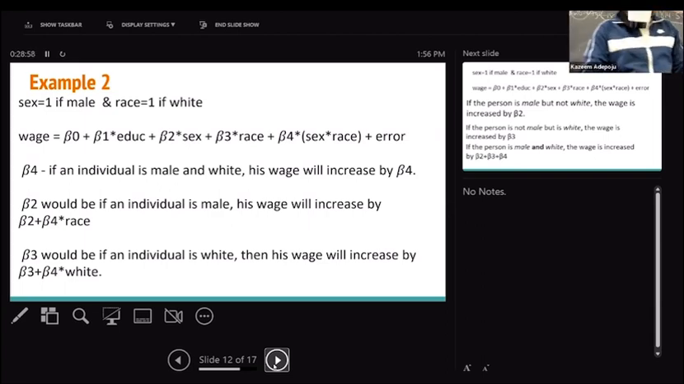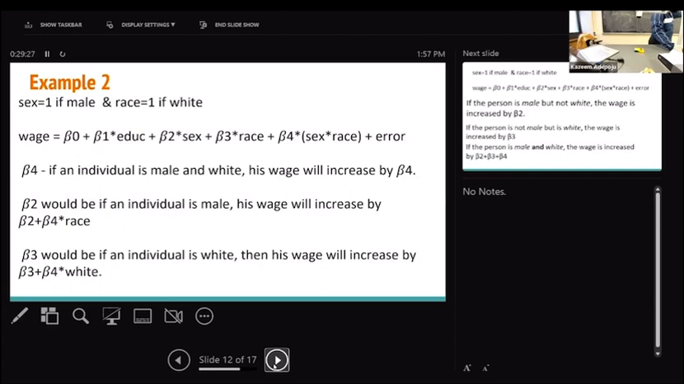That's what I mean. Now, what about beta 2? What does beta 2 represent? Beta 2 is the contribution of sex, but don't forget there's another sex term in the interaction, right? Now, beta 2, I say, will be: if an individual is male, his wage will increase by beta 2 plus beta 4 race.